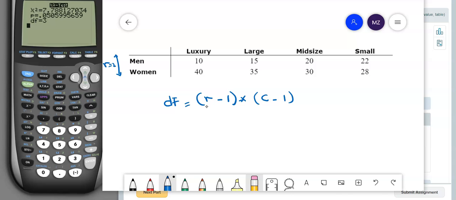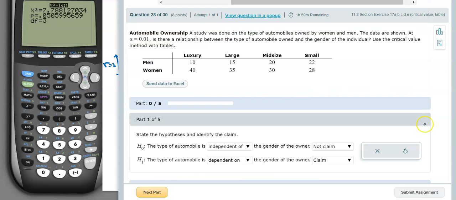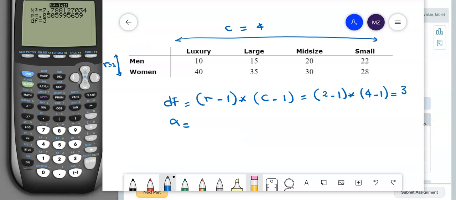So R is going to be 2 here. And how many columns do you have? Columns are going to be equal to 4. So then you can do it right away, which is 2 minus 1 times 4 minus 1, and this is going to be 3. So now we have defined the 3 as the degree of freedom. What we need as well is the alpha, which, according to the text, is 0.01.